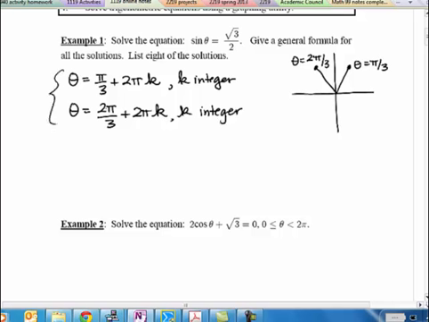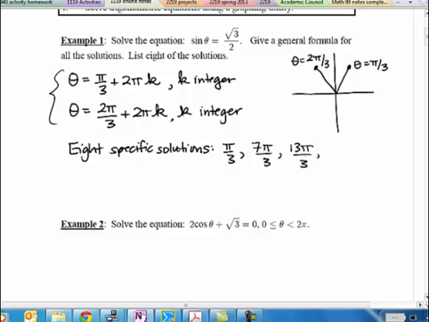So this is the set of all the solutions, right? And if I want to list 8 of them, I don't want that k in there anymore. I want to choose specific values for k and list the solutions. So we could have pi over 3, 2 pi would be the same as 6 pi over 3. So if I add 6 pi over 3, I'll have 7 pi over 3. If I add another 6 pi over 3, I'll have 13 pi over 3. Or I could even subtract 6, negative 5 pi over 3.